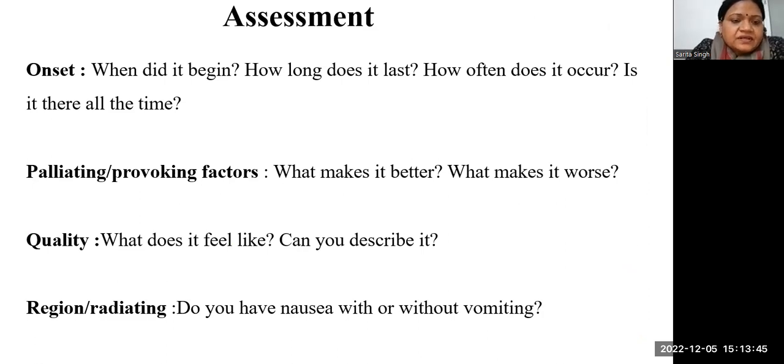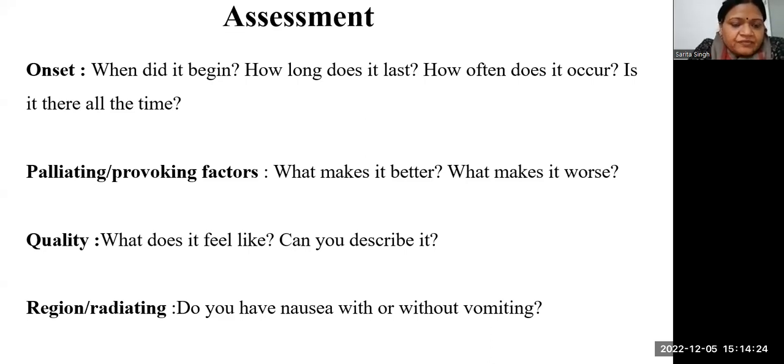Assessment for the nurses, we think that your assessment should be such that you can quickly assess the patient by asking some questions like onset, when did it begin. The assessment of the vomiting is just like the assessment of the pain, by which you can reach up to a level of the origin of the vomiting and nausea, and you can reach up to the treatment, what treatment you should give to the patient.